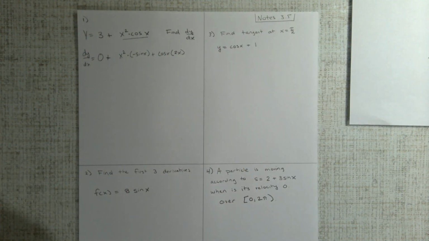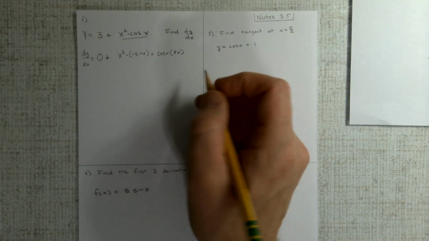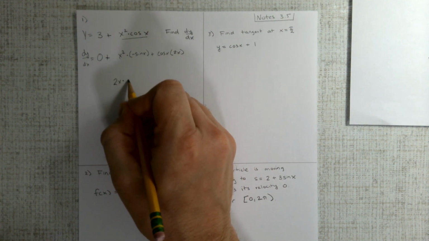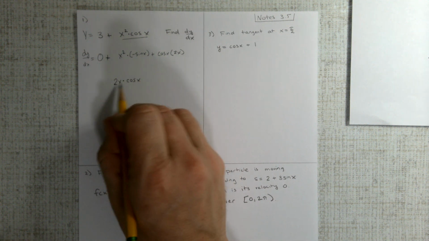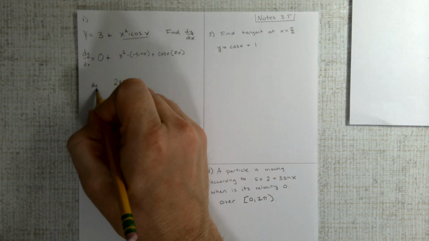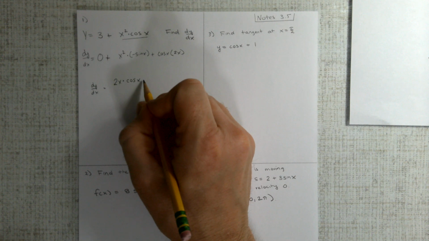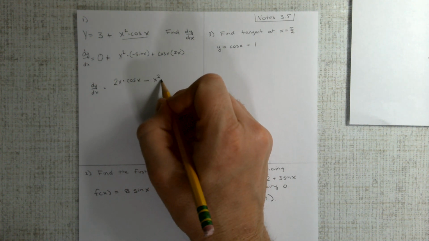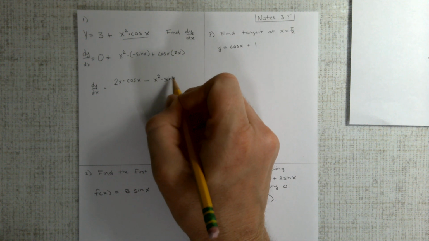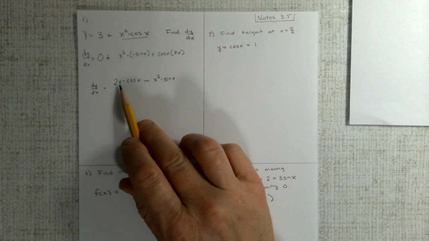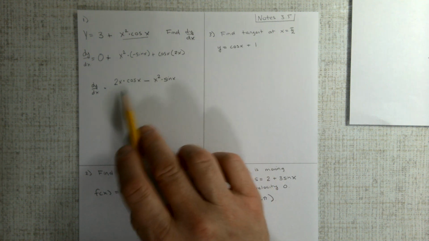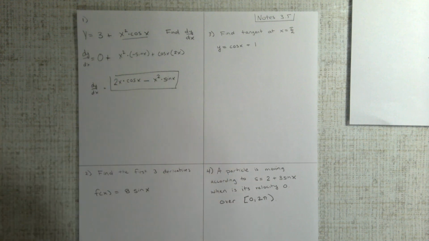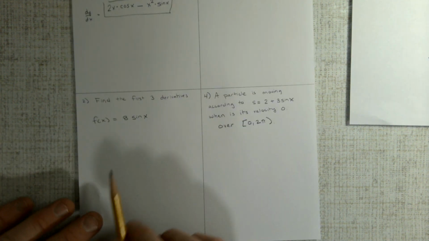Alright, to simplify that or clean it up, we'd probably put the positive one first, and we'd usually write 2 times cosine x minus x squared times sine x. We usually write the trig functions after the regular functions, and then usually put the positive and the negative. There's your derivative.